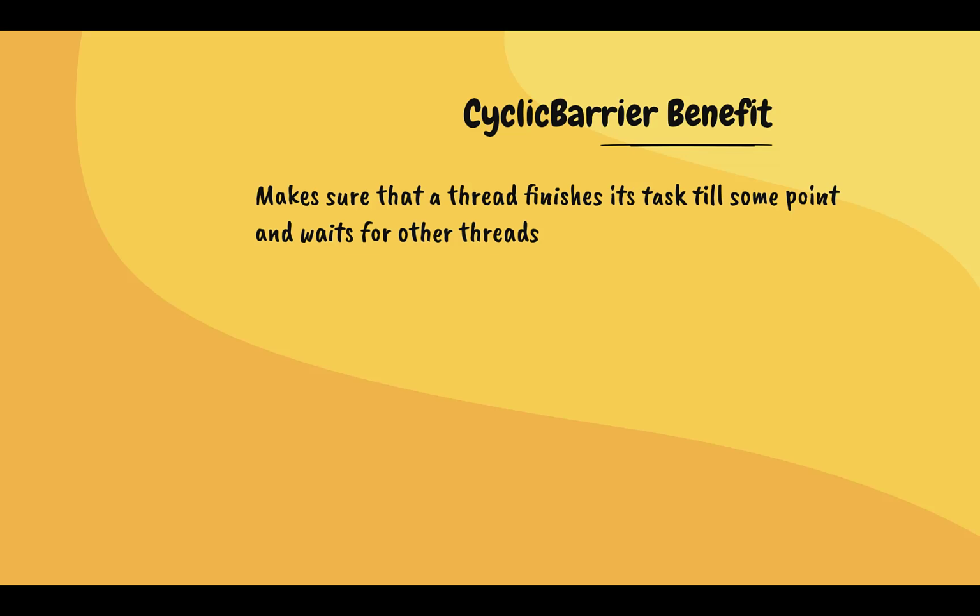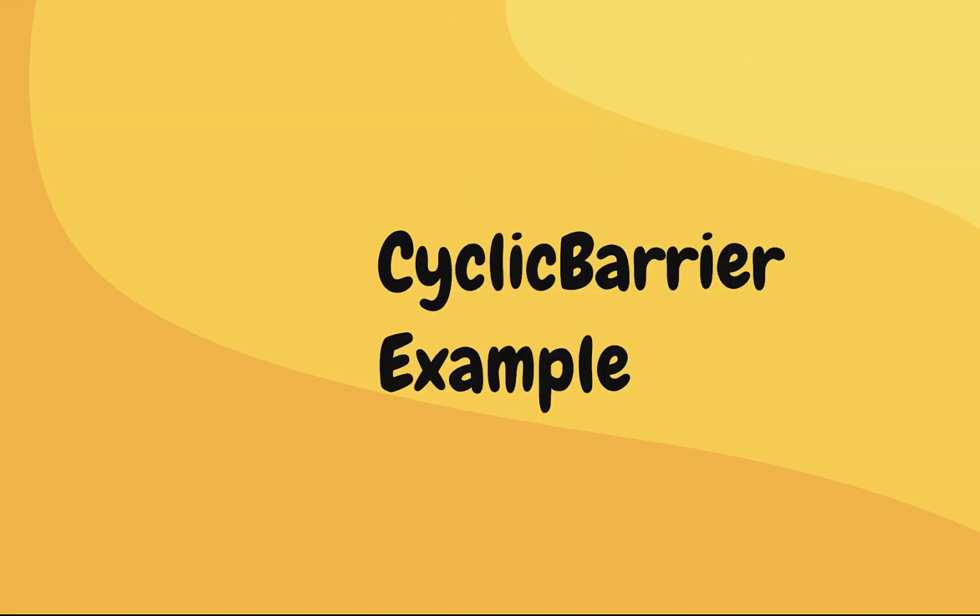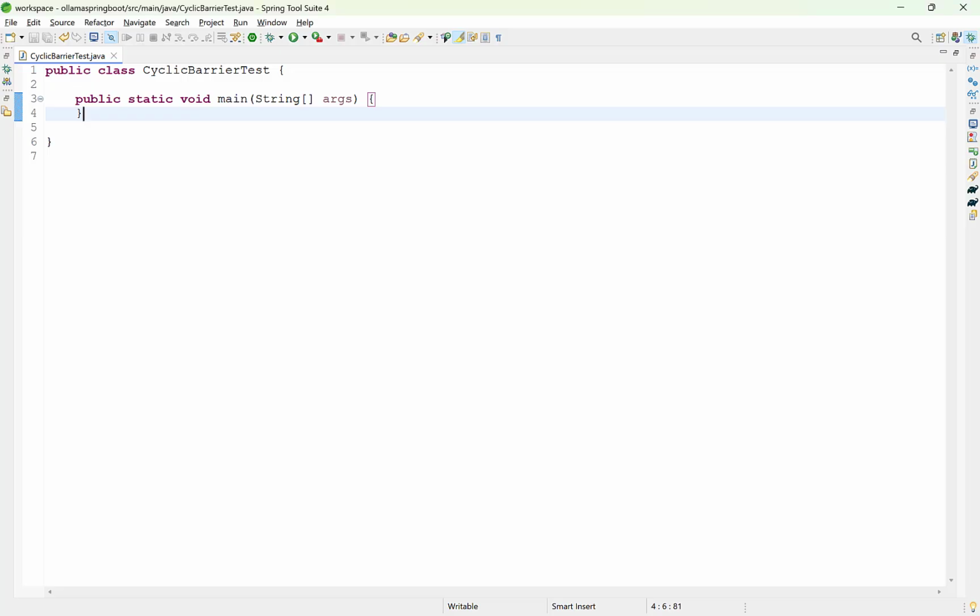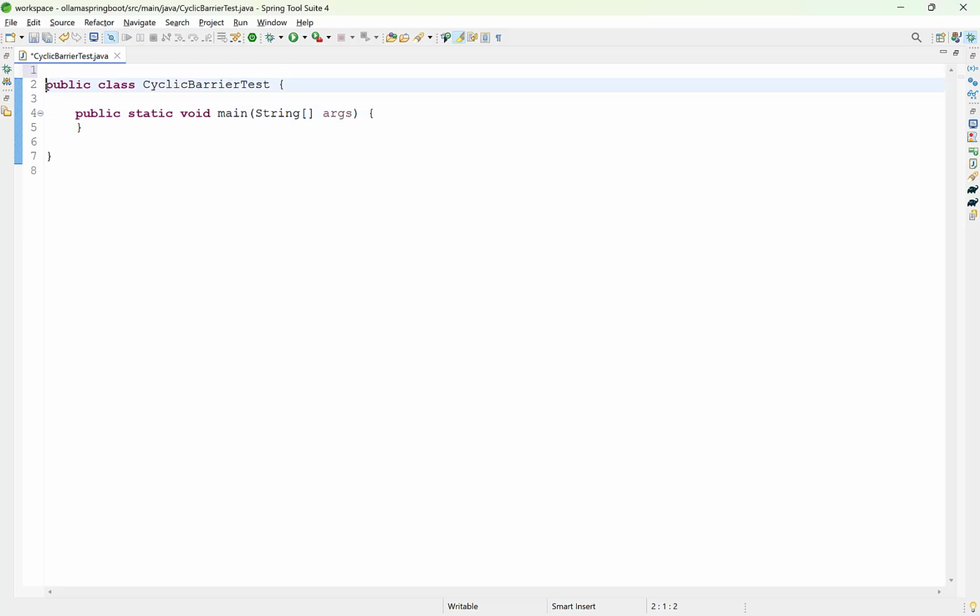Why is this useful? Well, in multi-threaded programs, sometimes you need to ensure that certain tasks are completed by all threads before moving to the next step. CyclicBarrier makes this super easy. Let's see how to use CyclicBarrier with a Java code example.